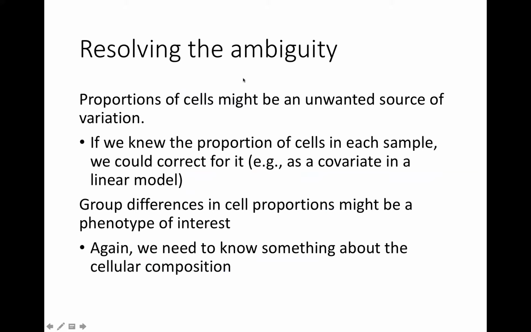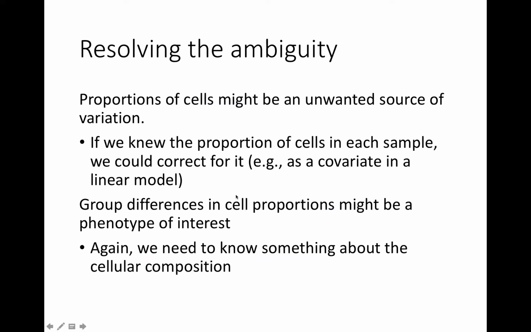And as you can imagine, it's hard to do this perfectly because obviously information is lost when you grind up the sample. So it's not an ideal situation. But what can we do? So proportions of cells might be an unwanted source of variation. If we knew the proportion of cells in each sample, we could correct for it. So we could consider it, for example, as a covariate in a linear model we might be using to try to explain the data. But also group differences in cell proportions might be a phenotype we're interested in.